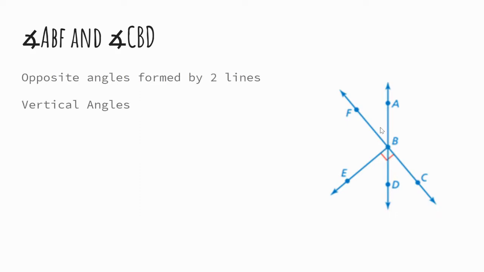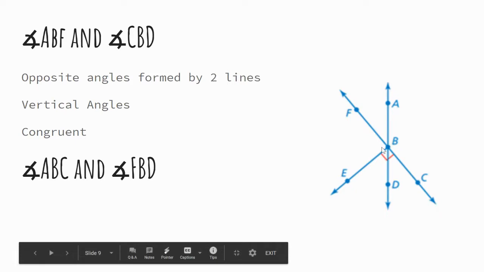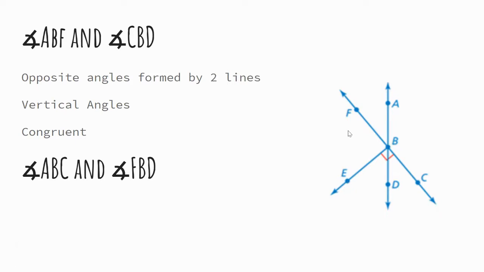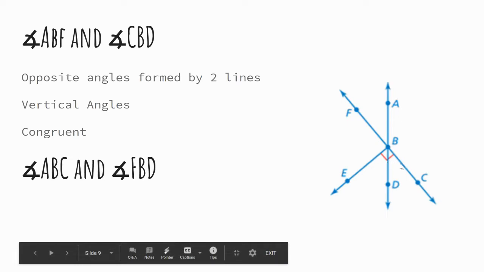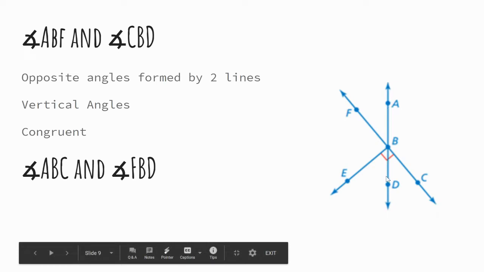And if you remember, vertical angles are congruent. So angle ABF and angle CBD are congruent. But also, angle ABC and FBD are also vertical angles. So the measure of this and the measure of that are congruent. Now, this one's a little hard to see because FBD is broken up into two angles, but then this one is complementary with this one. So you've got all these signs. The tough part is being able to see where my two lines are.